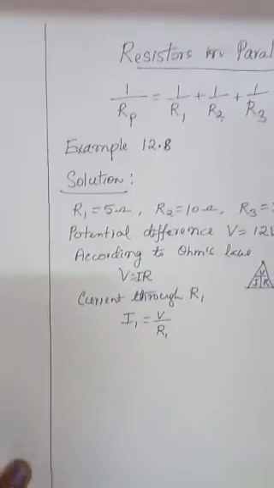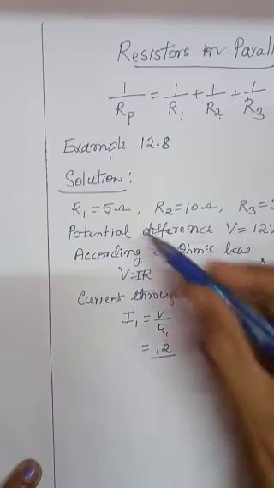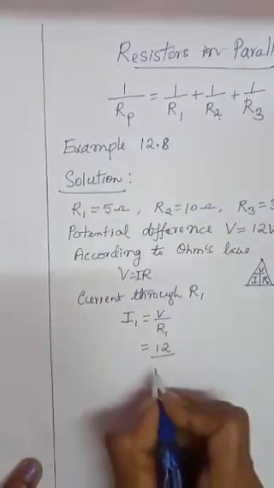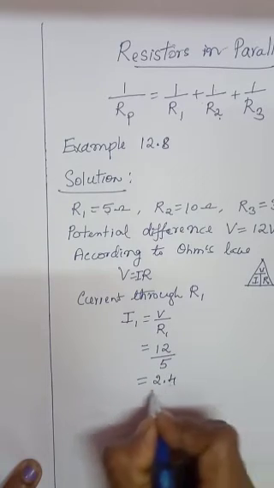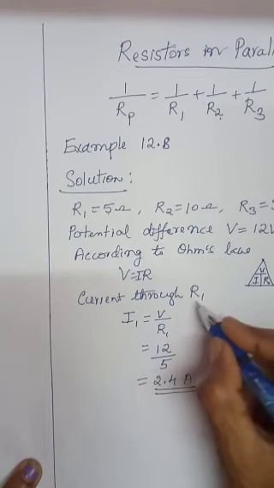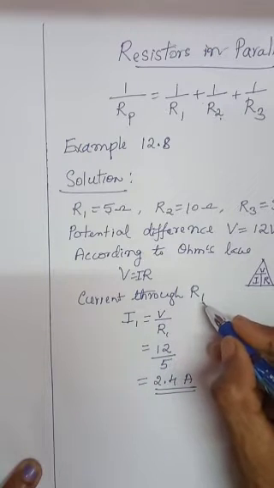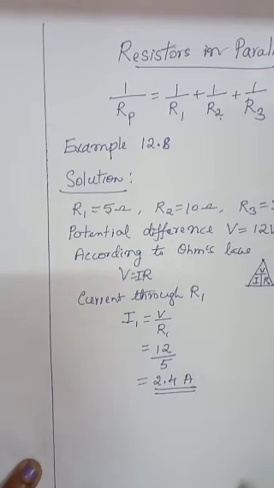Potential difference is given. It is 12 volt. Resistance of the first resistor is 5 ohm. 5 2s are 10, 5 4s are 20. Current is in amperes. Current through the first resistor R1, that is I1 is equal to 2.4 ampere.